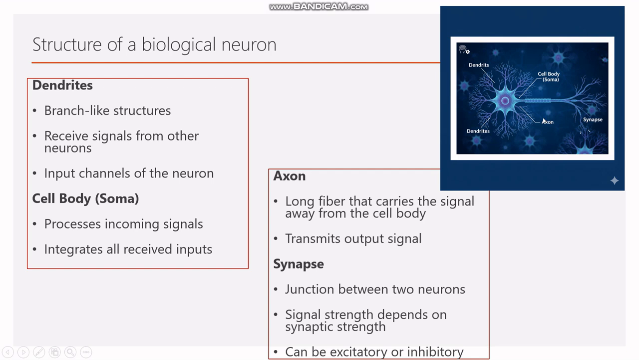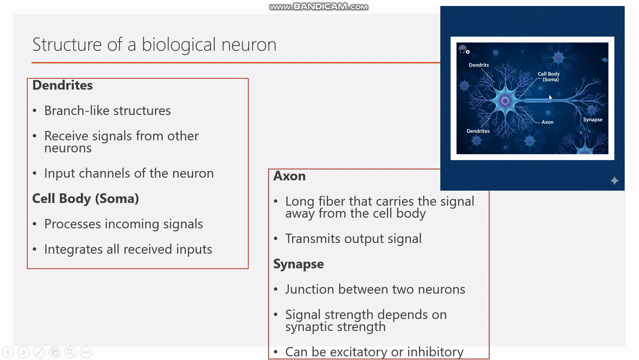Then we have another thing called the axon. What is the axon? You see these are the axons. What is the purpose of the axon? These are the long fibers that carry the signal away from the body. That is, after getting all the information, it will come out of the body. So it transmits the output signals.